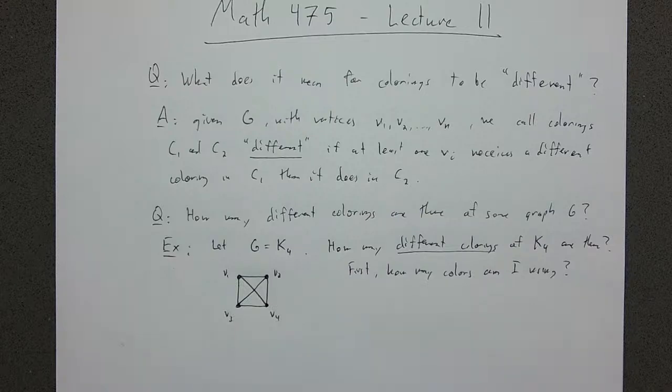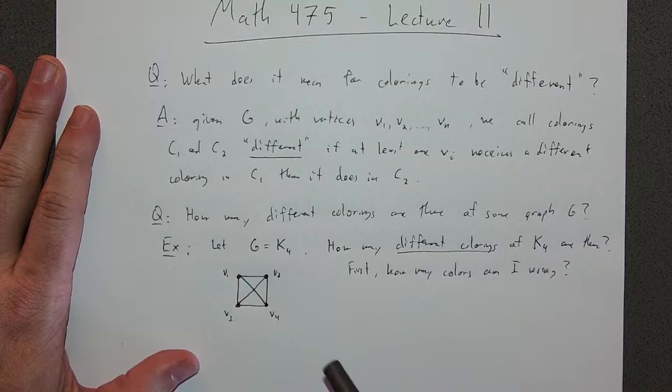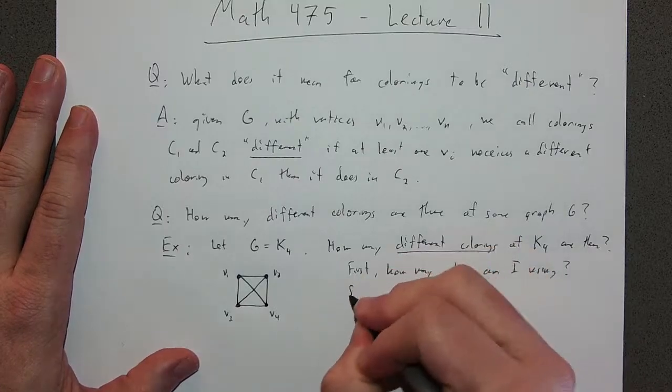If you're using 2 different colors, then you have to ask whether the graph is even 2-colorable to begin with. Let's not get into questions about that, so that we can just talk about colorings and not have to worry about how many colors we're going to use. So let's say we use 4 colors.